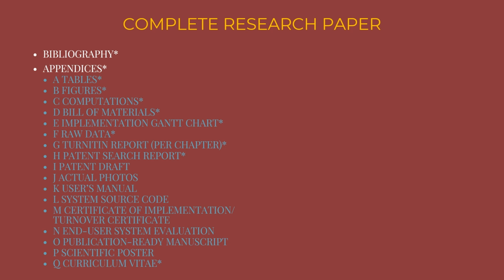So you have to check back those parts which have an asterisk, just like this: tables, figures, computations, bill of materials, implementation Gantt chart, raw data, the Turnitin report, which is per chapter, pattern search report. Each of these, as well as the curriculum vitae, should be part of the research proposal.